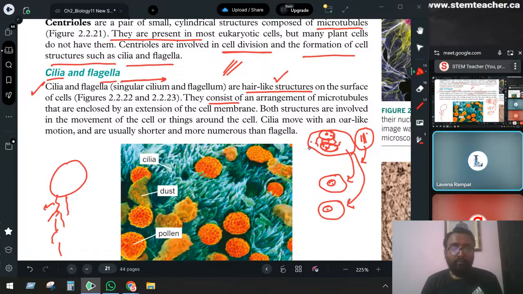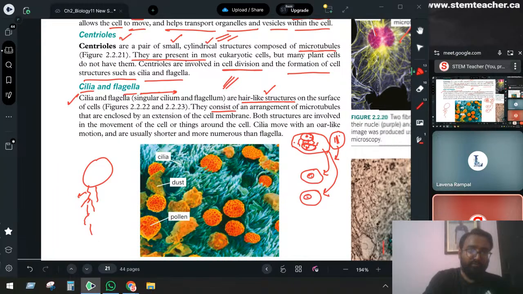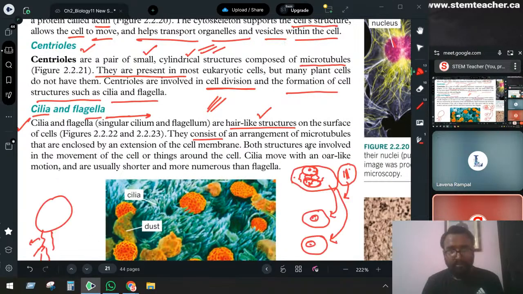Okay, so it is also the same. It is in support of centrioles only. Small hair-like structures on the surface. They are the outer parts of the cell. Till now, we have seen the inner part of the cell. So these will be just like hairs of the cells, and they consist of an arrangement of microtubules, which are from the centrioles, that are enclosed by an extension of the cell membrane.